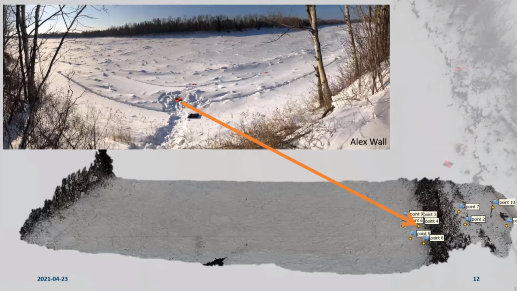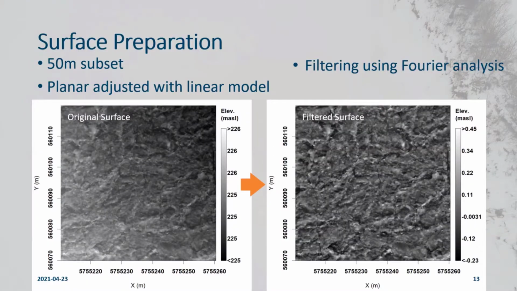So we have our 3D surface now, but these surfaces can be in excess of 600 million points. So they're very, very detailed. How can I take those points and find a single number that quantifies the roughness of that ice cover? So I started by taking a 50-meter subset from the center of the river.